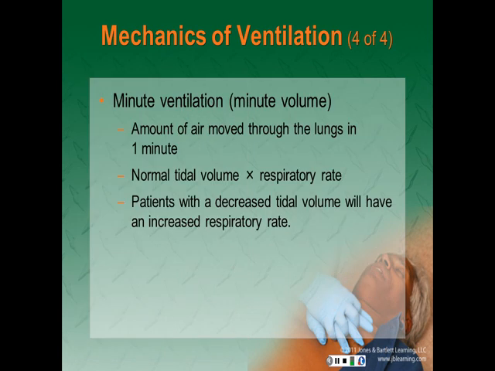Minute ventilation, or minute volume, is the amount of air moved through the lungs in 1 minute. It is calculated by multiplying normal tidal volume by the patient's respiratory rate. Patients with decreased tidal volume will have an increased respiratory rate. A 1,000 to 1,500 milliliter bag mask device might overinflate the lungs, causing gastric distension and impaired lung function. Rapid respirations can cause acid-base imbalance and blood gas imbalance.